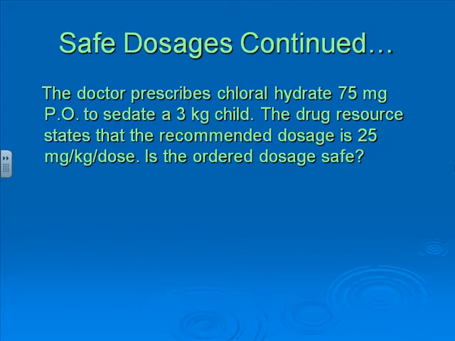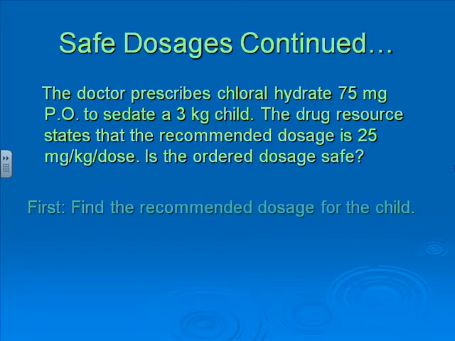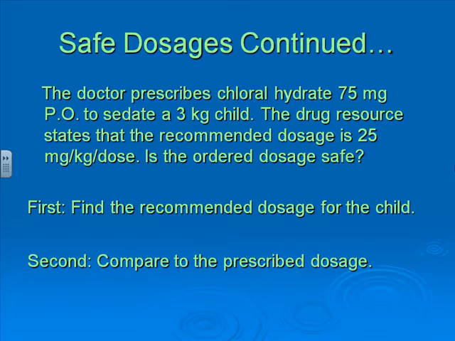So let's say the doctor prescribes chloral hydrate 75 milligrams by mouth to sedate a 3 kilogram child. We look it up in the drug resource manual, and we see it states that the recommended dosage is 25 milligrams per kilogram per dose, and we want to make sure the ordered dosage is safe. So in order to find the recommended dosage for the child, we know we're allowed to give 25 milligrams per kilogram per dose, and we know how much our child weighs. So we should be able to figure out the recommended dosage. After we find out the recommended dosage, we then can pull out the doctor's order and make a comparison.